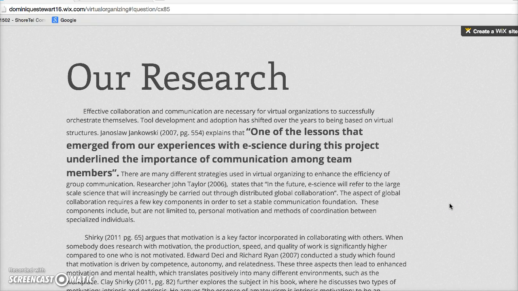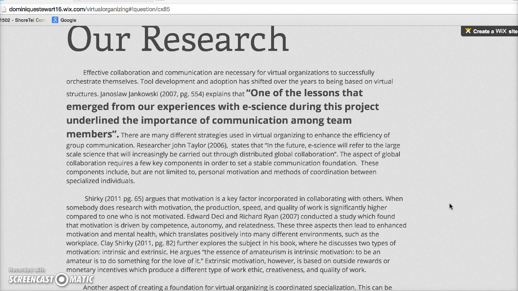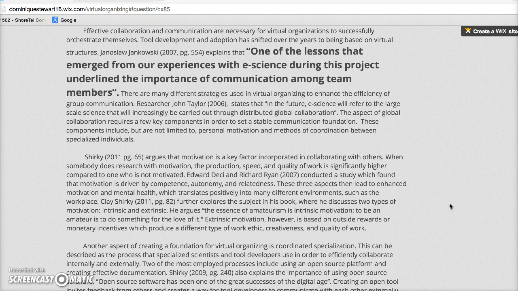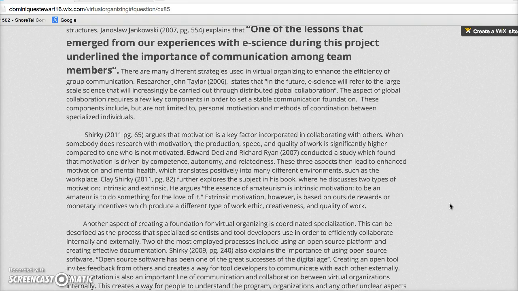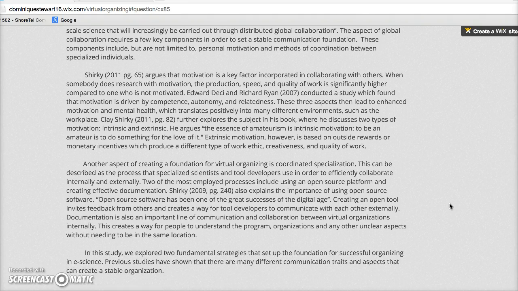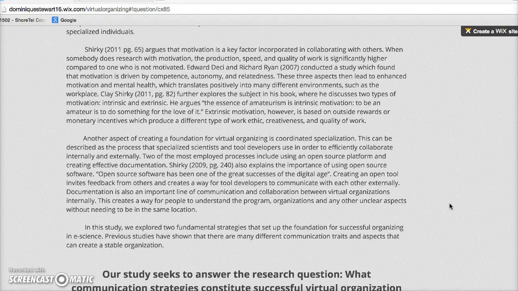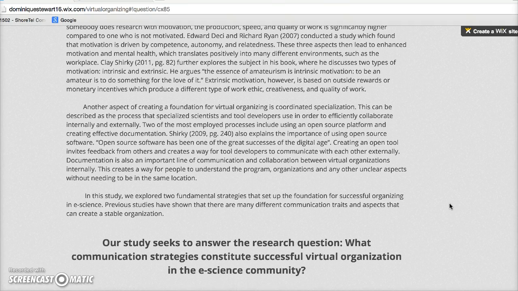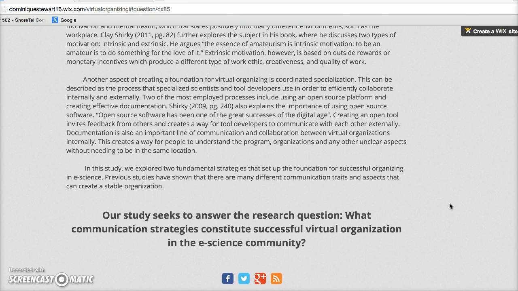We didn't exactly know what that meant, so we looked at more literature and came across authors such as Clay Shirky and Edward Deci, who talked about the importance of motivation and coordination in virtual communities. In this study, we explored two fundamental strategies that set up the foundation for successful organizing in eScience. Previous studies have shown that there are many different communication traits and aspects that can create a stable organization. Our study seeks to answer the research question, what communication strategies constitute successful virtual organization in the eScience community?